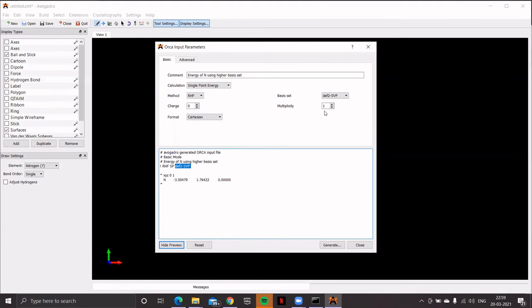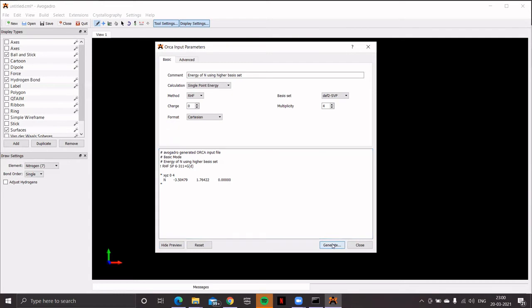So total multiplicity 2 × 3/2 + 1. So it will be quartet. So multiplicity equal to 4. And now change the basis set here also. The same basis set, 6, 3, 1, 1 + G, and then in the bracket right, D.